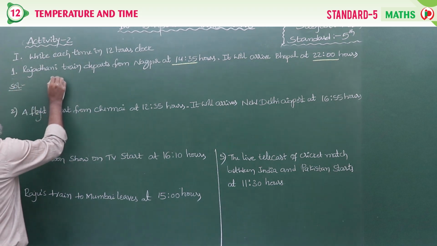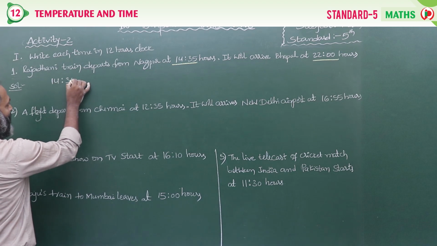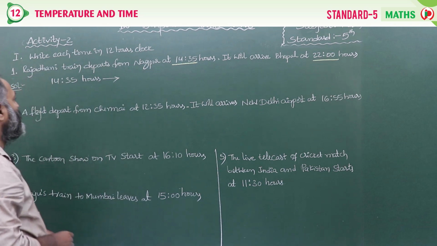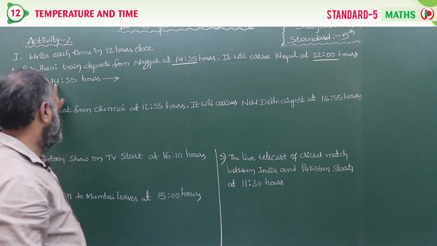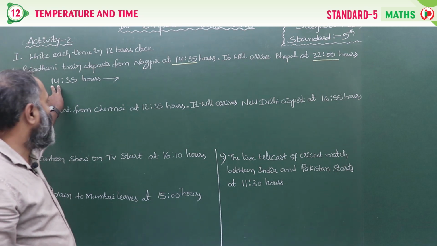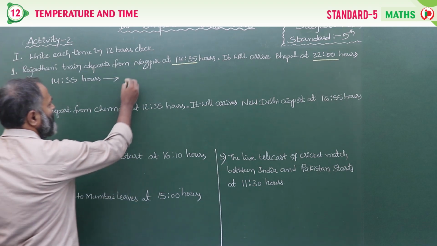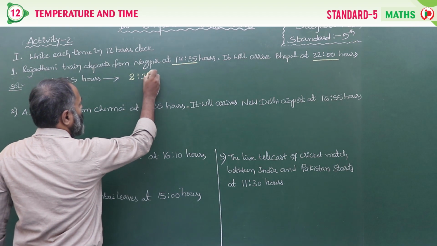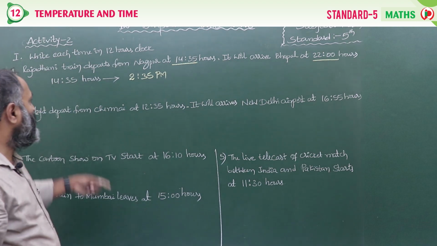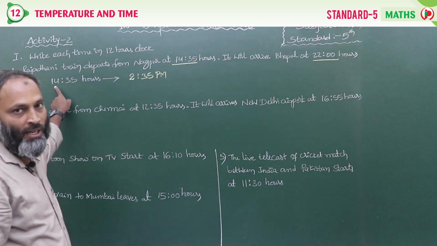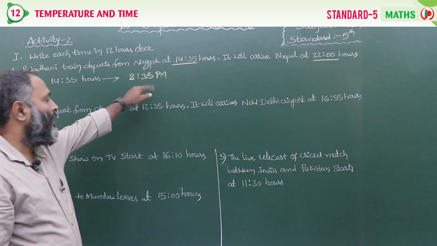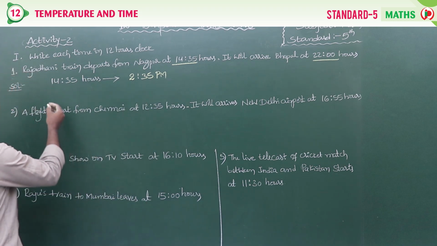So the first time is 14:35 hours. How to convert this 14:35 into 12 hours? 14 is more than 12, so we subtract 12 from the hours. 14 minus 12 is 2. 2:35, now write PM. If it is more than 12, subtract 12 from the hours, then write PM. The next one is the arrival time.